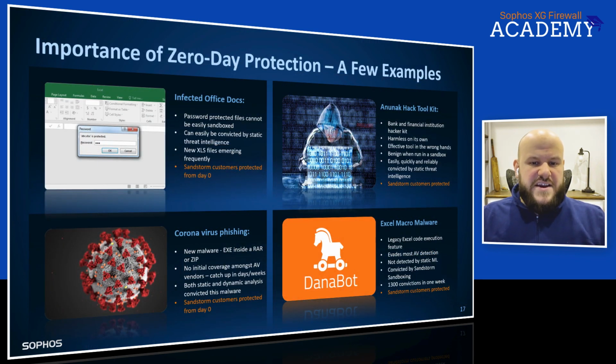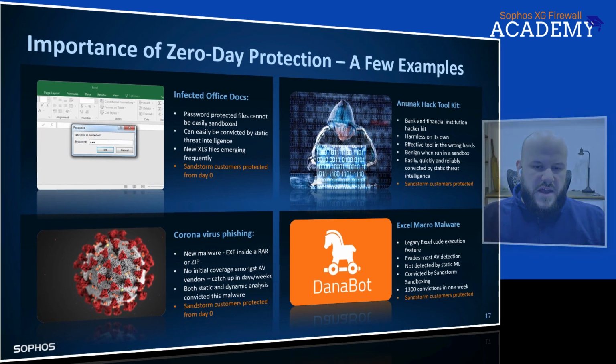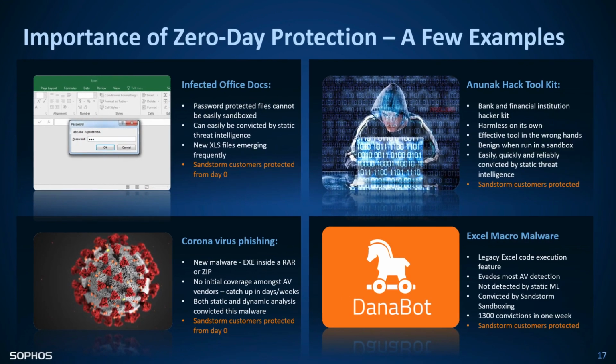But why is this technology so important? What kinds of threats does it stop? So here are 4 examples of recent threats that Sophos Labs shared with me that would not be stopped if a customer didn't have Sandstorm in version 18 of Sophos XG that would be analyzing these threats. First, infected Office documents are often attached to phishing or spam emails and even available for download on many sites, which can be easily convicted by static threat intelligence.